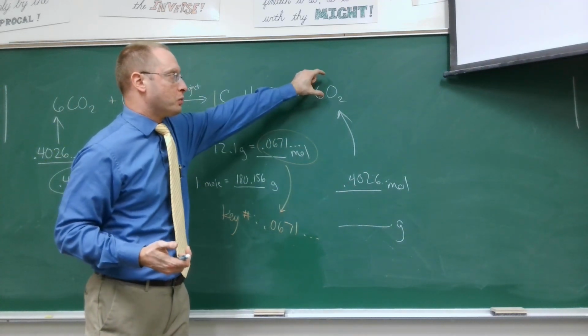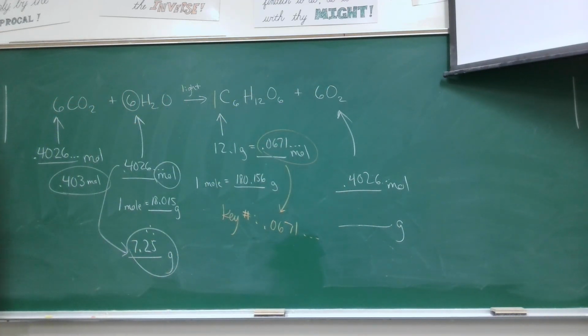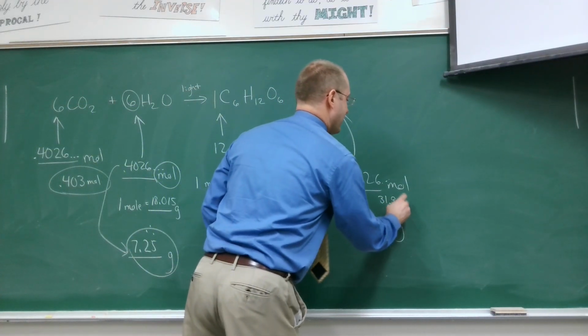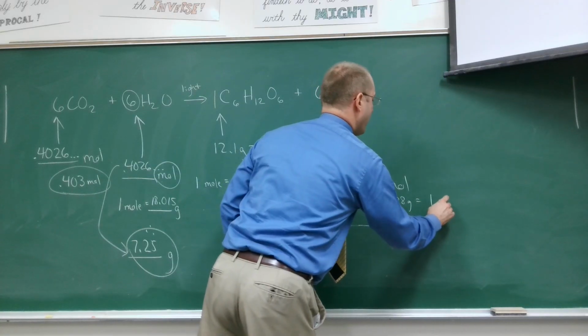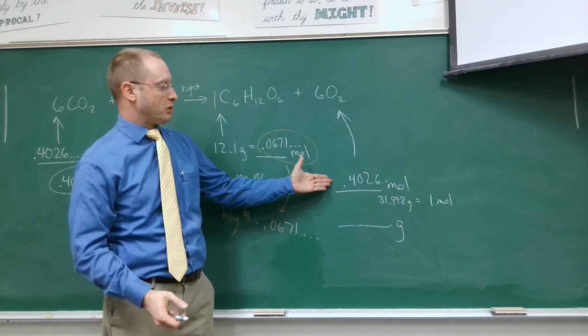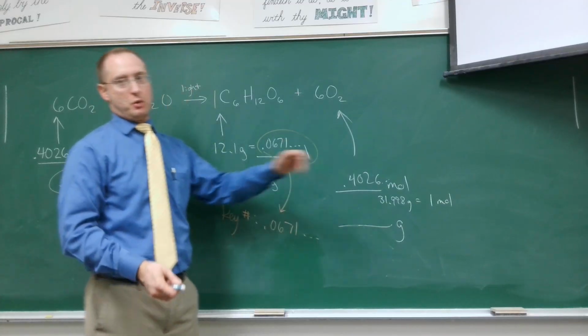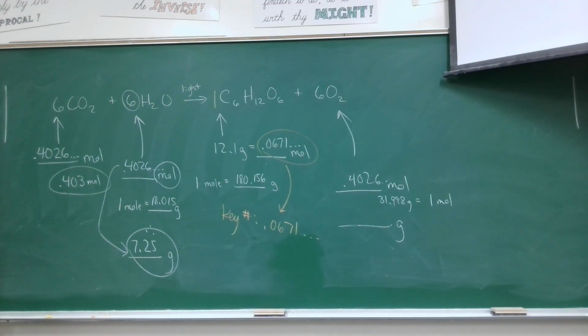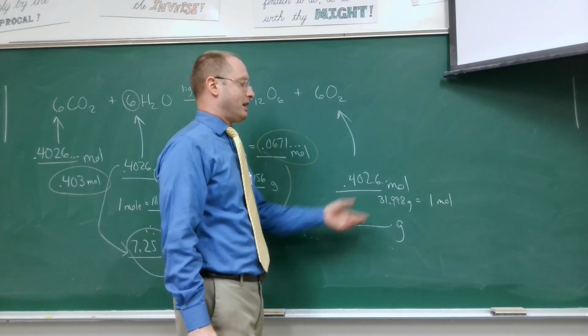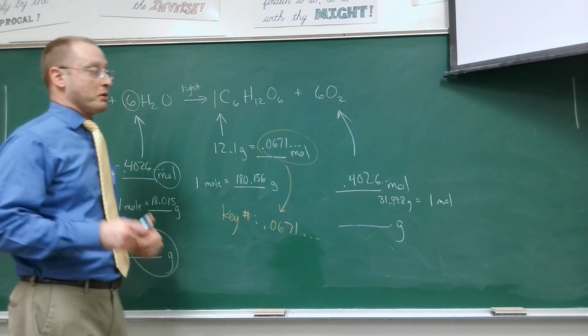But it's O2. Well, what is O2? 15.999 times 2. That means there's 31.998 grams in 1 mole. Do I have a mole? I have 0.4026 moles. So how many grams do I get out of this reaction? At your seats, just multiply the 0.4026 moles I've got by the 31.998 grams that would be a mole.